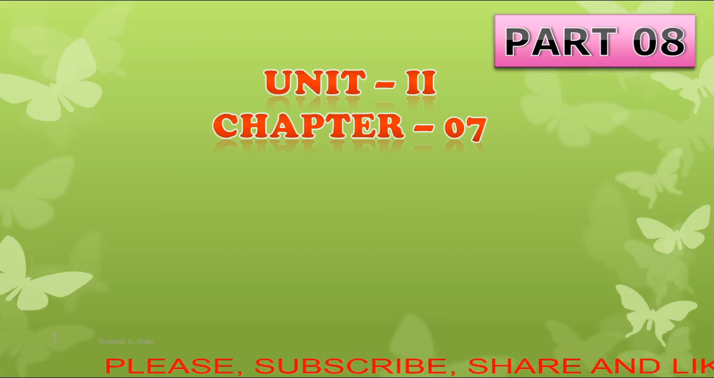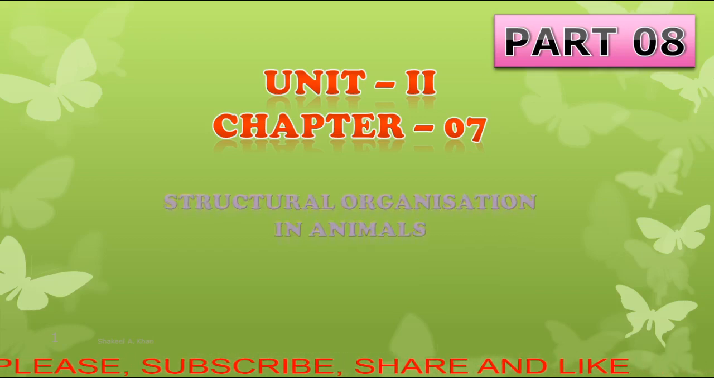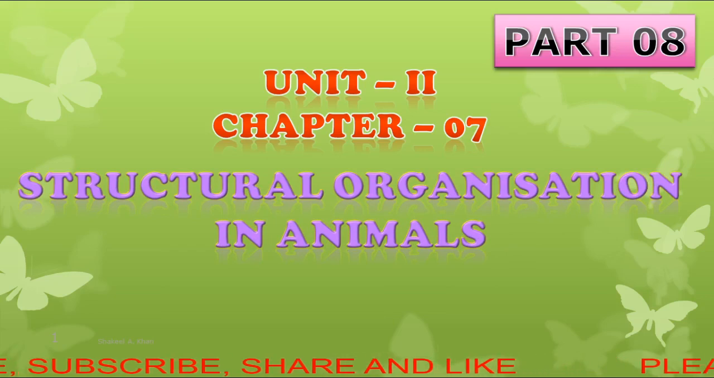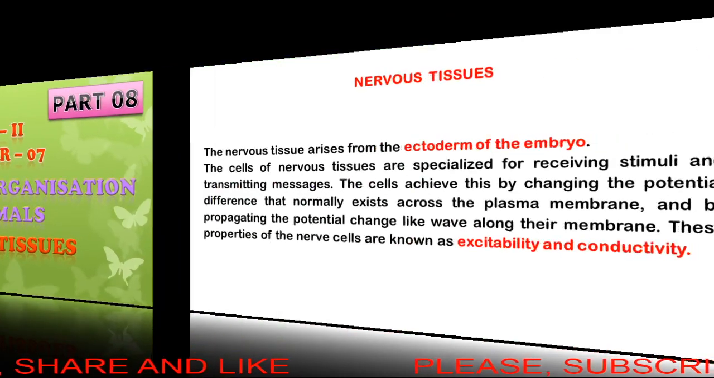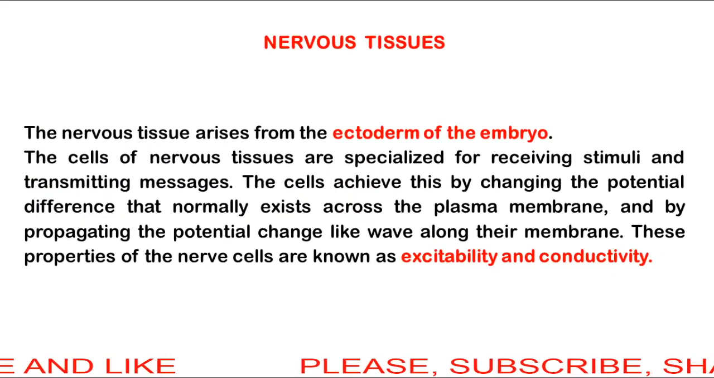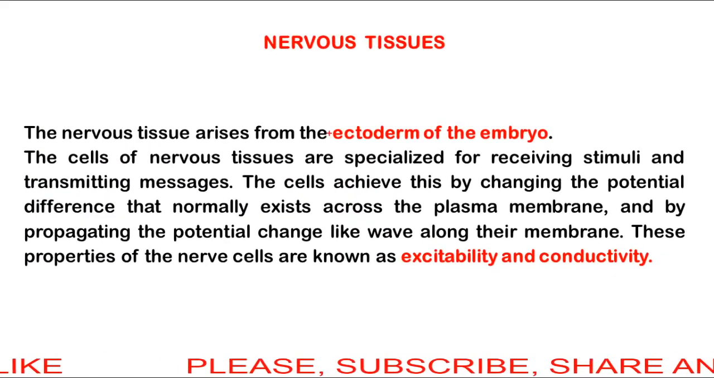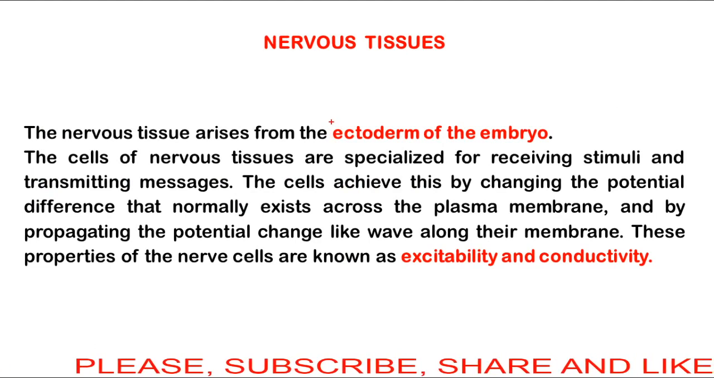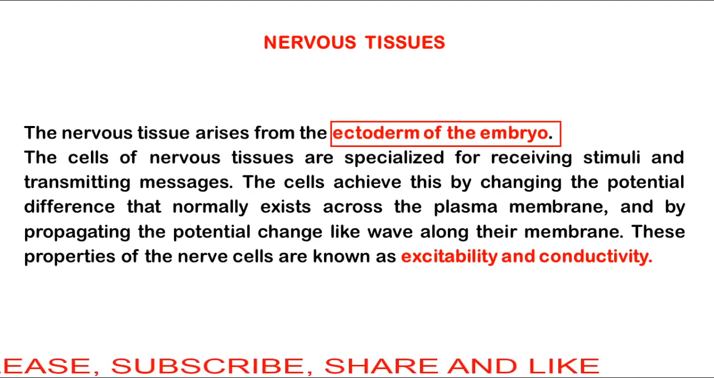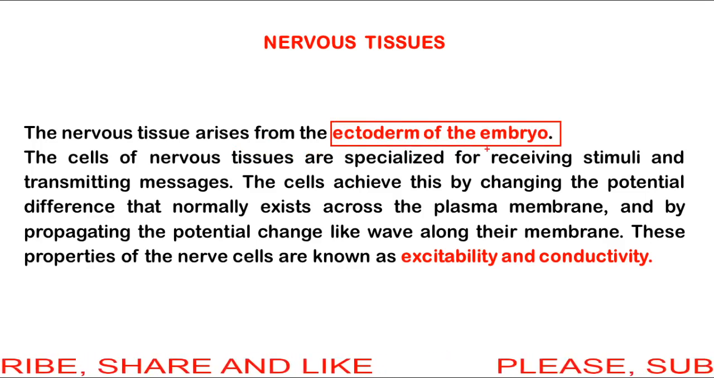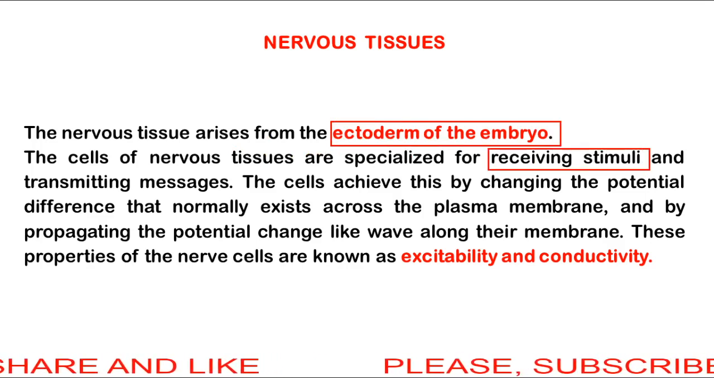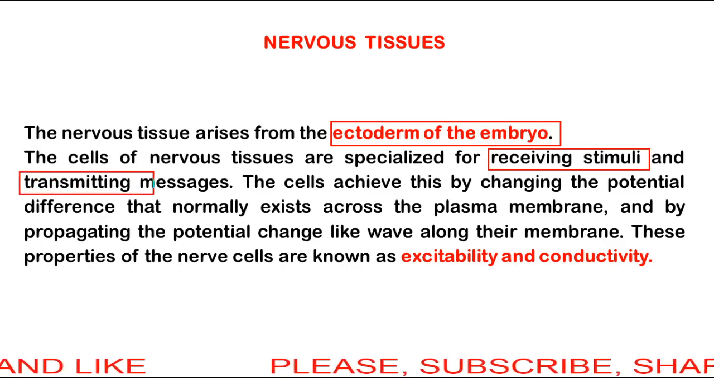Hello student, today I am going to discuss part 8 of structural organization in animals. In this part we will discuss about the nervous tissues. The nervous tissues arise from the ectoderm of the embryo, so it is ectodermal in origin. The cells of nervous tissues are specialized for receiving stimuli and transmitting messages.